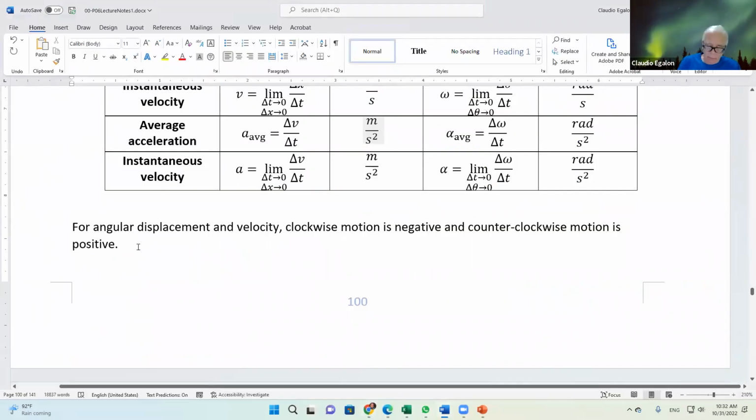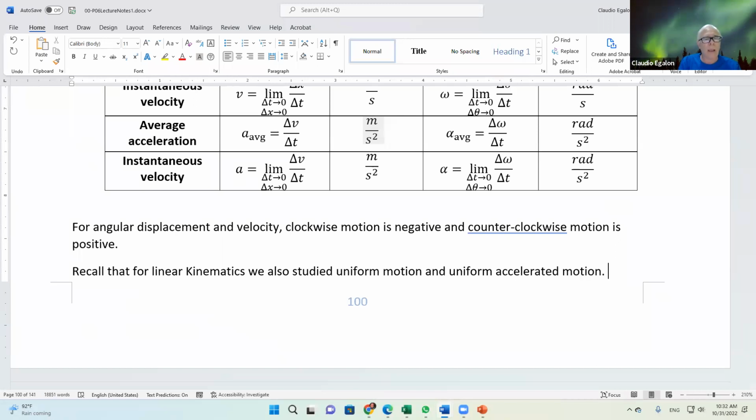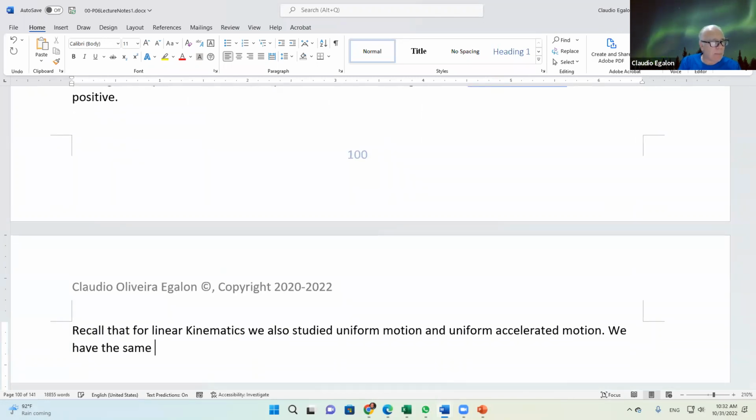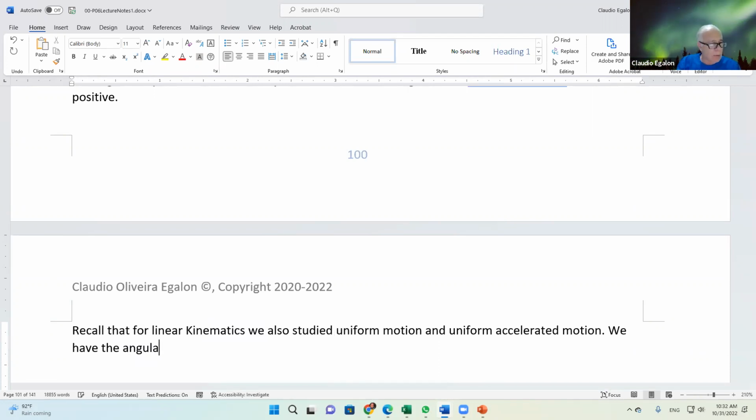Let's expand what we have done here. Recall that for linear kinematics, we also studied uniform motion and uniform accelerated motion. We have the angular counterpart for these types of linear motion, right?